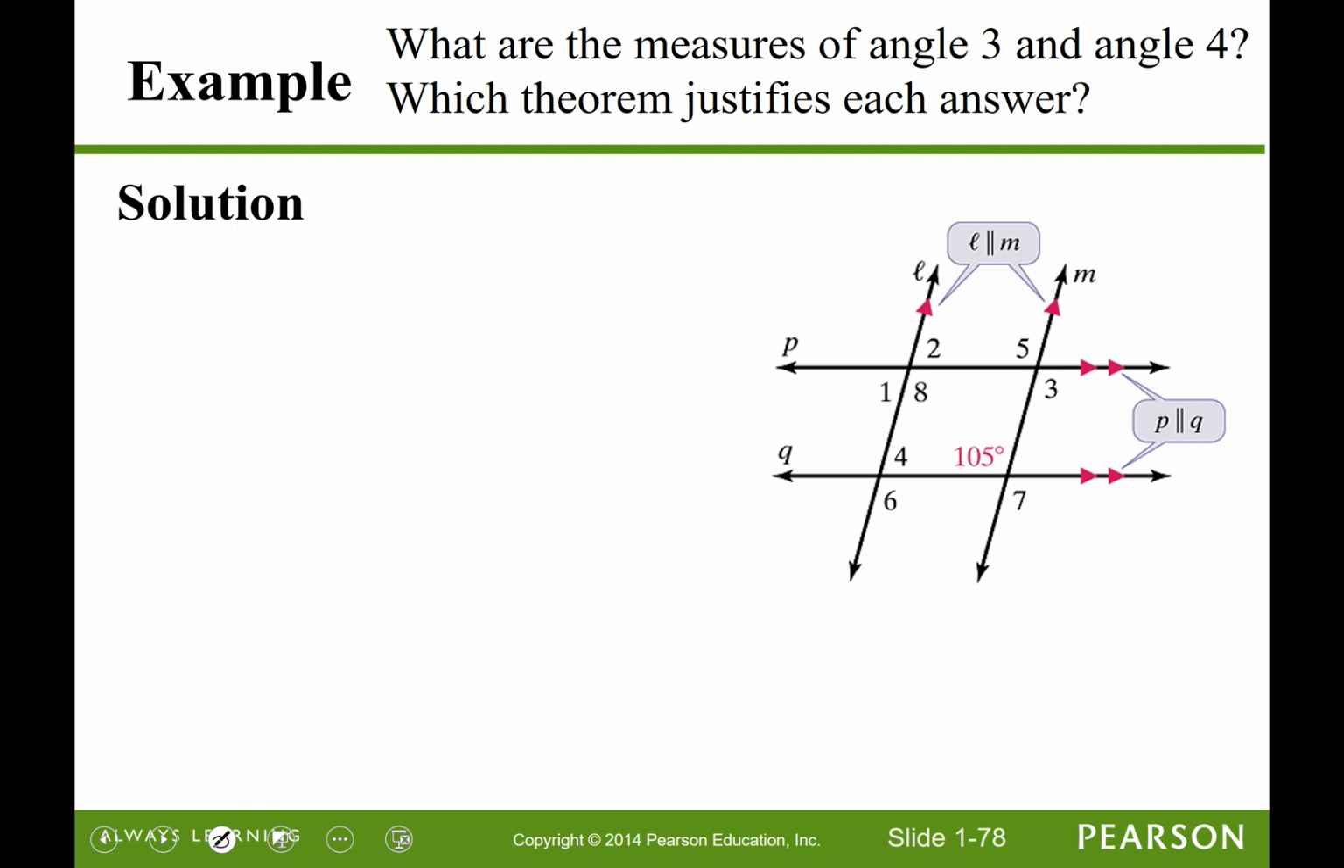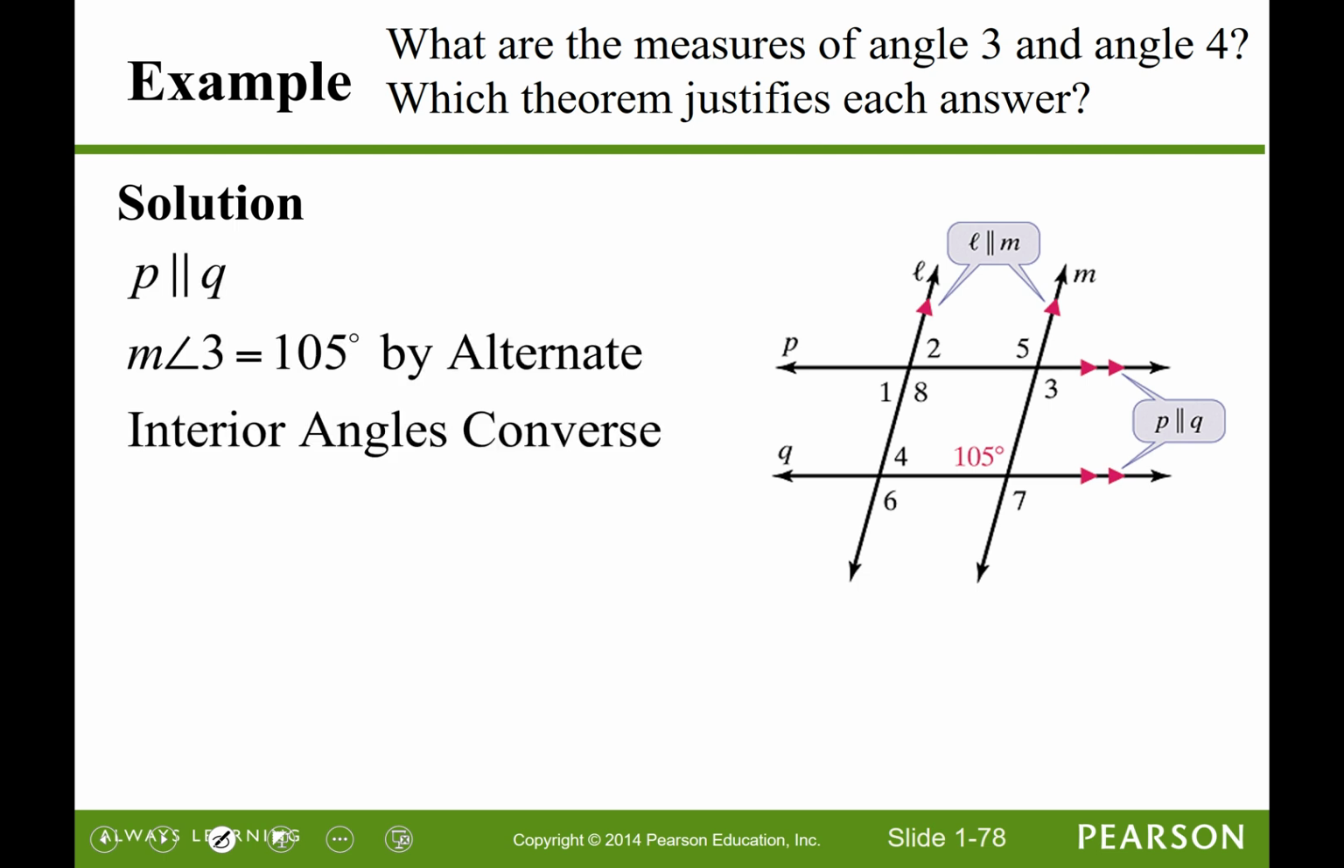What are the measures of angle 3 and angle 4? Which theorem justifies each? All right, pause this video and please try to find the measures of angles 3 and 4. Welcome back. Check your own work. If you put that the measure of angle 3 is 105 degrees, you got it right. Nice job. All right, if you did not get that, let's try to figure out how we got that.